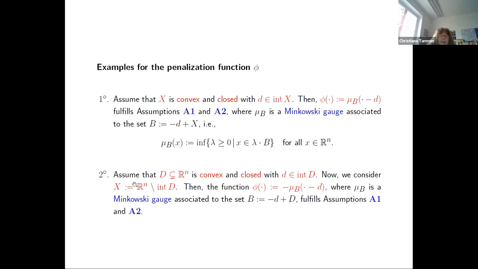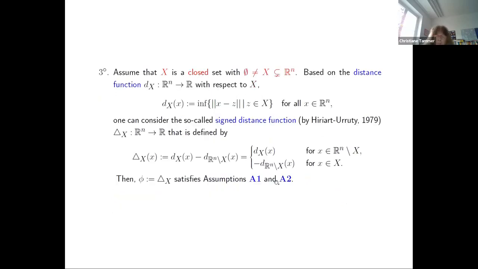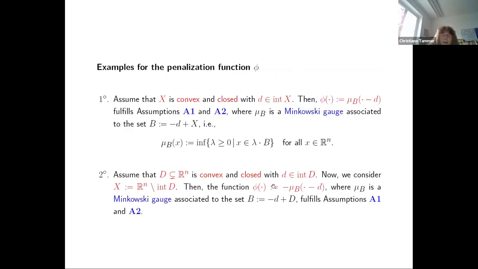If X is not convex, like in the second case, we have here Rn without the interior of D. Such a construction is of interest in location theory with forbidden regions. We consider convex sets D, but the feasible set X is Rn without the interior of D. Then we can use again the Minkowski gauge, but in this form the penalization function phi is defined. Again, with this ZB in the definition of the Minkowski gauge.